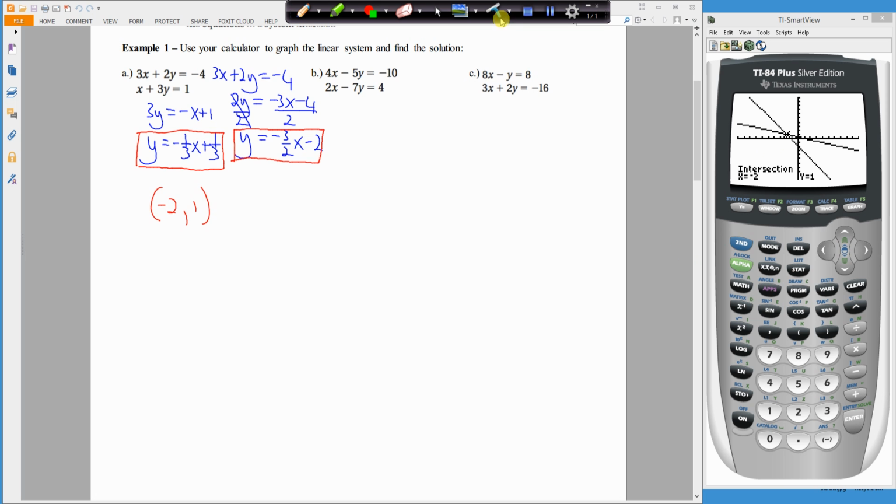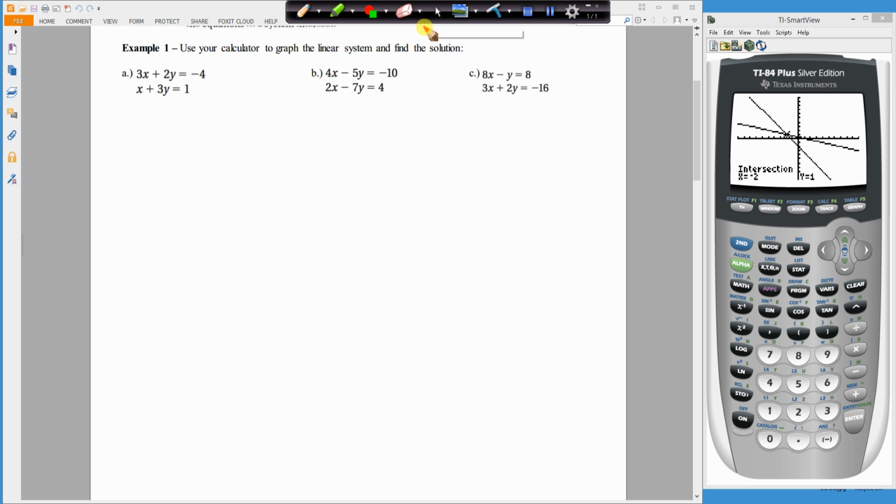Solving it in your calculator, graphically, this is it, where the two lines intersect. That's solving it graphically. Alright, let's do one more. These are all kind of similar. Let's just do number 2, letter B here.